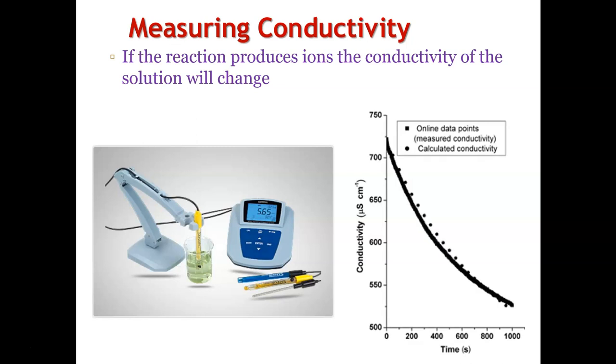And you would get a graph similar to the one on the right of the screen. Notice the units for conductivity here on the y-axis. They're microsiemens per centimeter. And over time, again, we see this curve diminishing. And so this is basically saying that there's less and less conductivity over time in this particular instance. And this is for a saponification reaction.